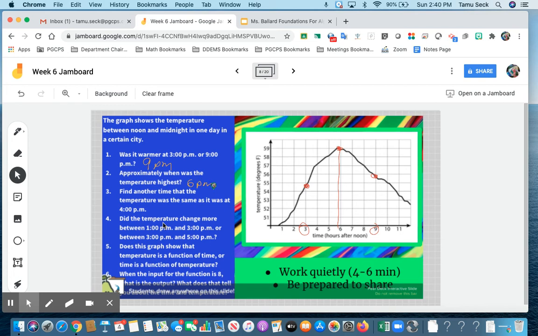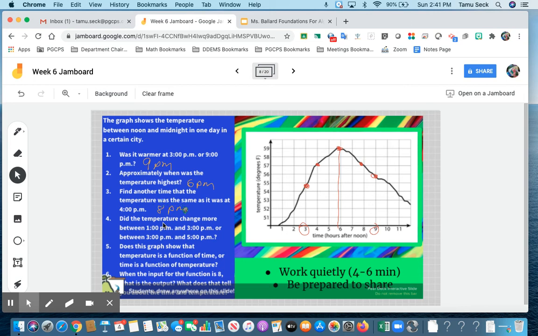Find another time the temperature was the same as it was at 4 o'clock. So at 4 o'clock, it was a little more than 57 degrees. And at this time, it was about 57 degrees. So that's right before 8 p.m., around 8 p.m.